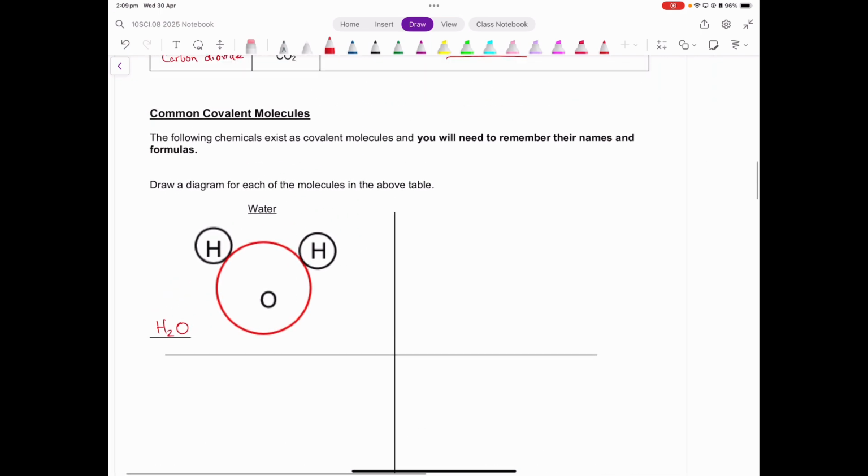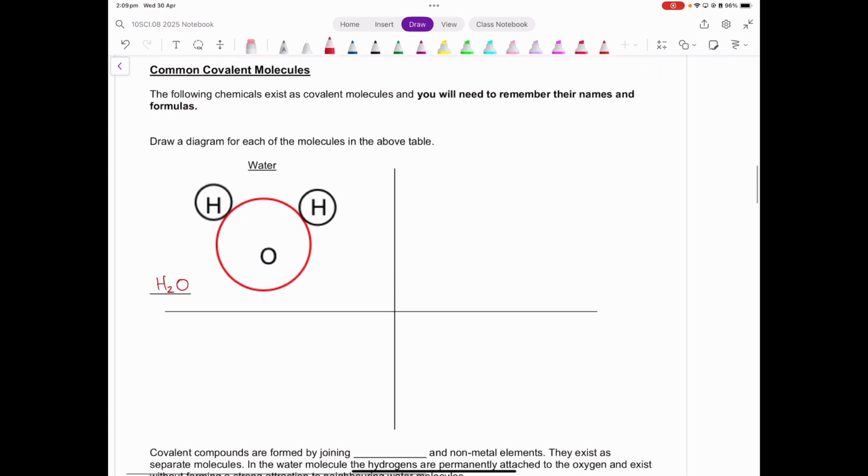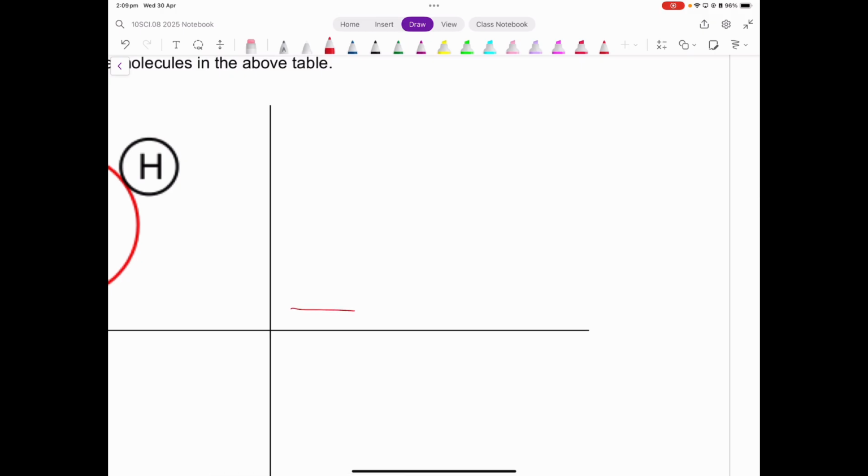Next one, okay? If we look up here, we had water. Our next one was methane. So I'm going to draw a line down the bottom left again. And the formula for methane was CH4. Do you need to know these ones? Yes, please. These are sort of non-negotiables that you should know at this stage.